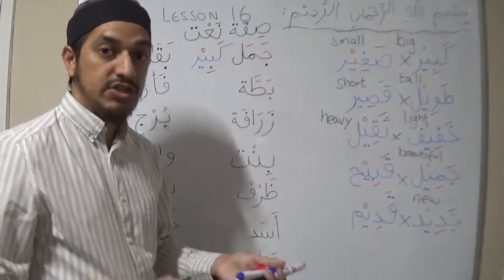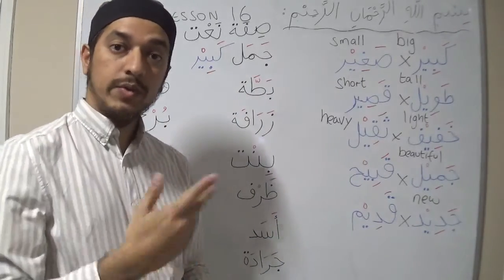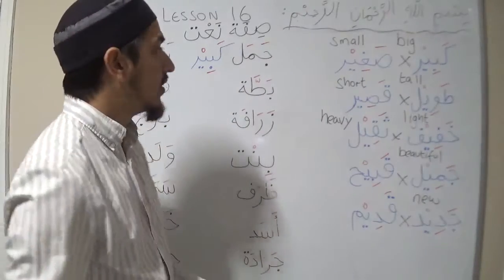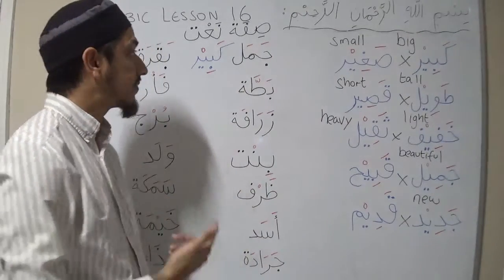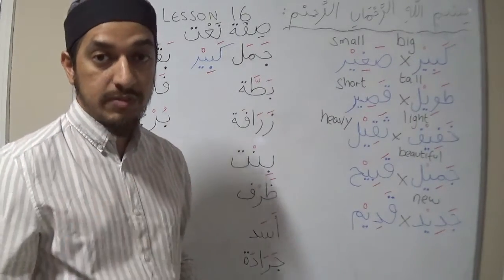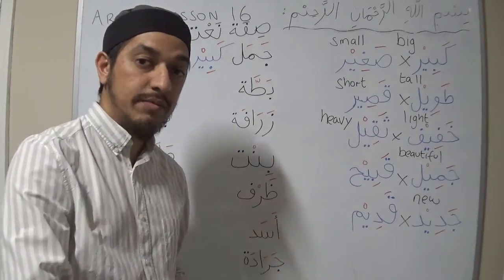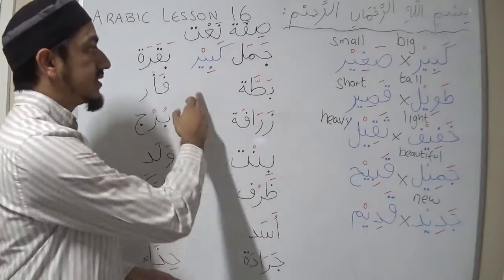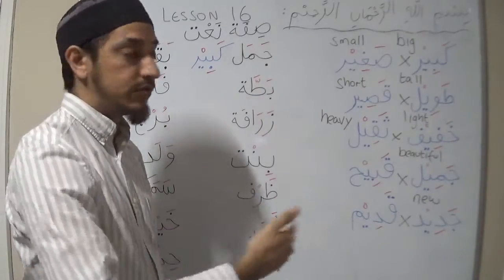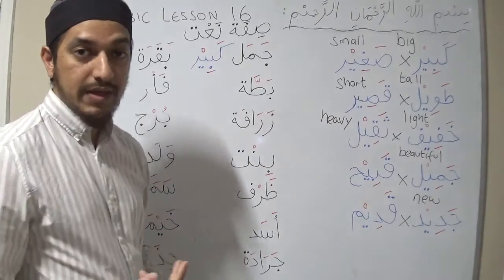The camel would be al-jamal. So here we're saying jamal, and kabir is now following it. If this does not have an alif lam, kabir does not have an alif lam. So here was al-jamal, the camel, and if we use an adjective for it, we would say al-jamal al-kabir, the big camel. But in this case we're saying a big camel, so jamal kabir. So this translates as a big camel.